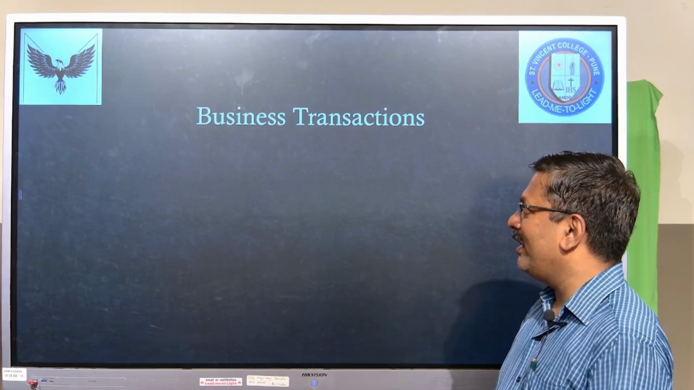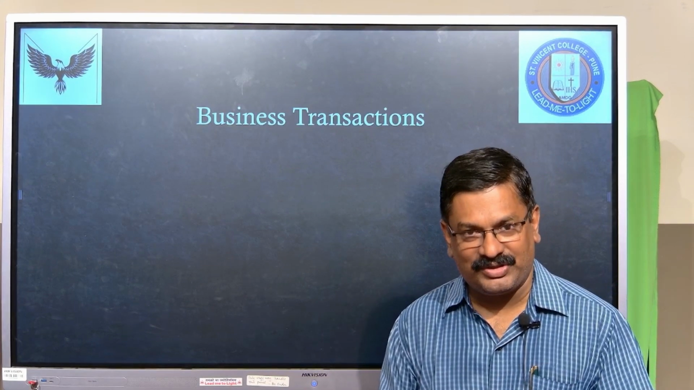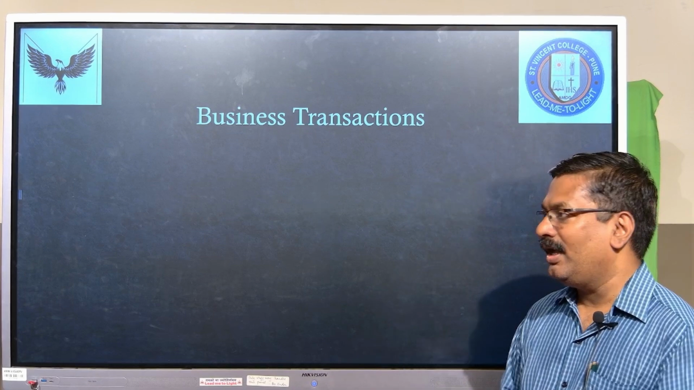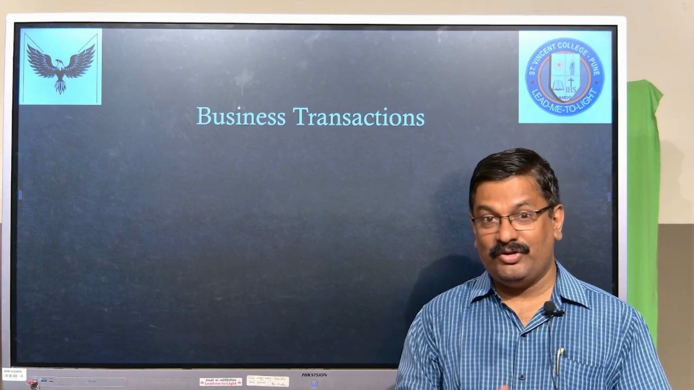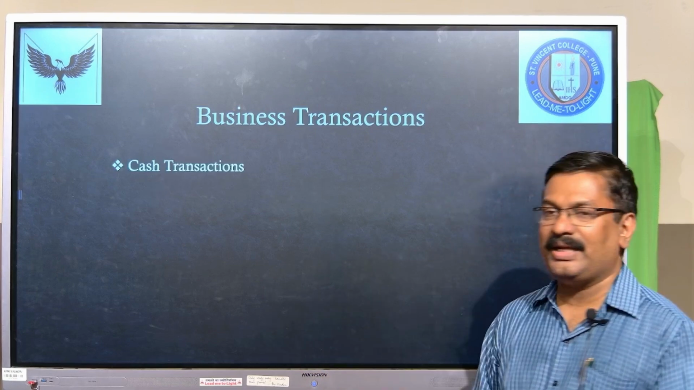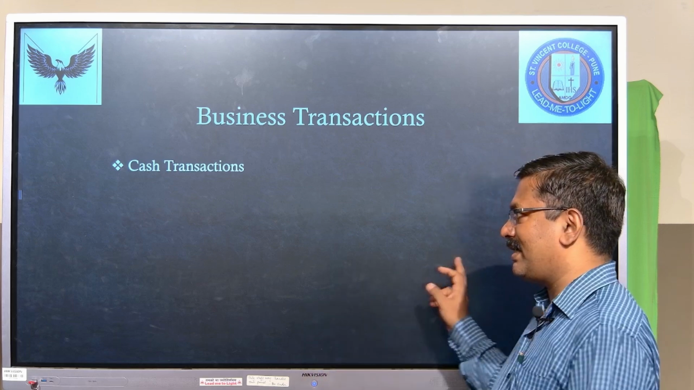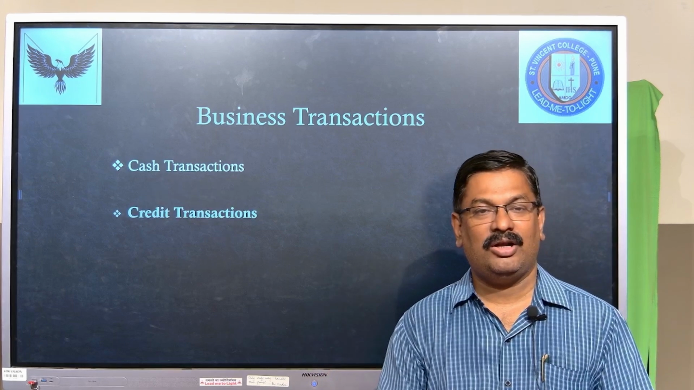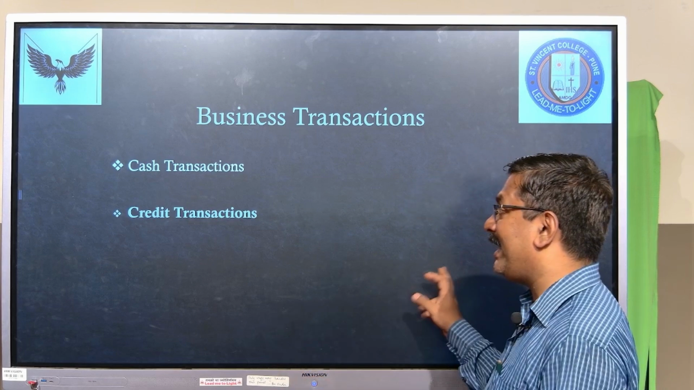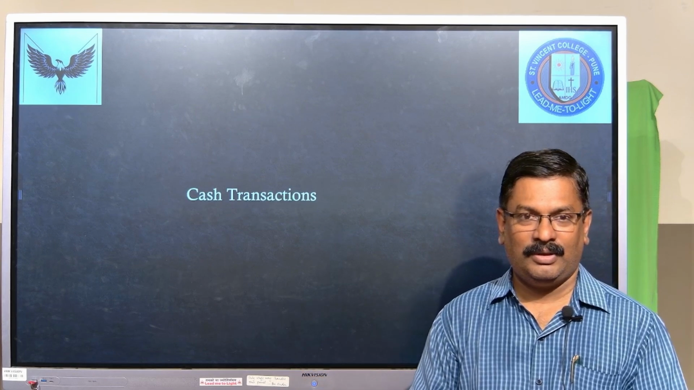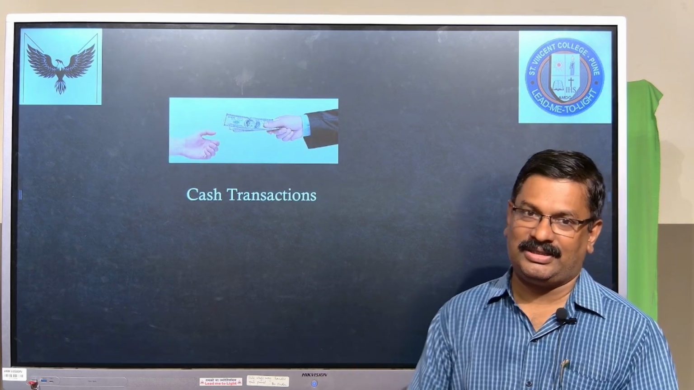When you look at it, accounting is called the language of the business, and the accountant records all types of business transactions. When you say business transaction, basically there are two types of transaction. The one is called cash transaction, the other one is called credit transaction. Now let's understand what it means by cash transaction. Cash transaction means immediate payment of cash.